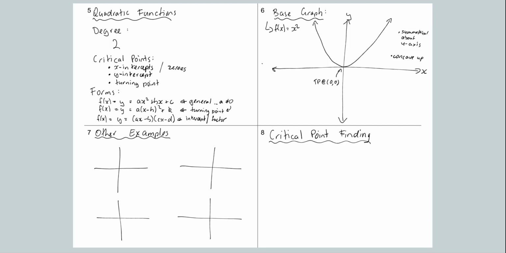Other examples might be like this. Okay, concave up, still symmetrical about the y-axis, but no intercepts. Concave down, and I'll just put it off to the side here as well, just to make it different again. We've now got a y-intercept that's not the turning point. So we've got a y-intercept down here. We've got x-intercepts. We've got concave down. What else could we do? We could do like that.